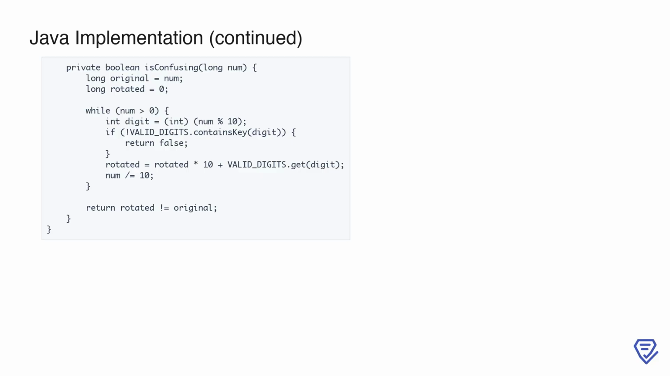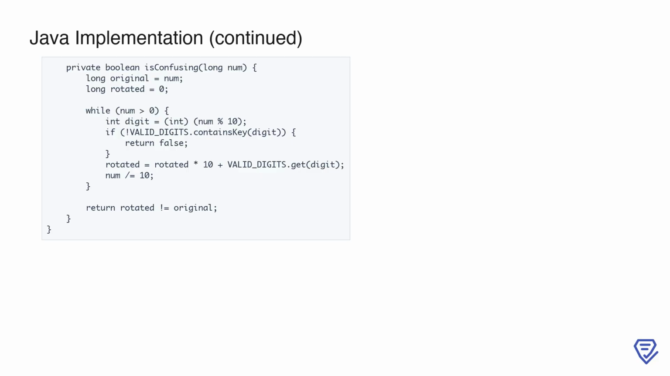If the digit is not in the valid_digits map, the method immediately returns false, as it means the number contains an invalid digit. Otherwise, we use the valid_digits map to find the rotated counterpart of the digit and append it to the rotated number. We then divide number by 10 to continue processing the next digit.